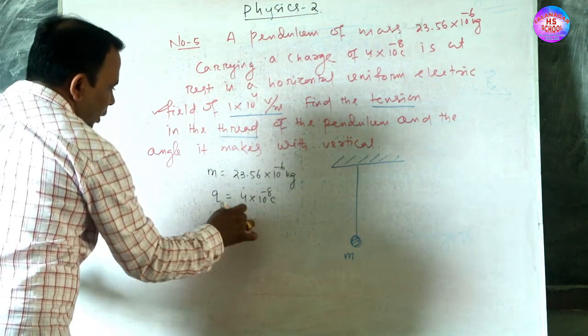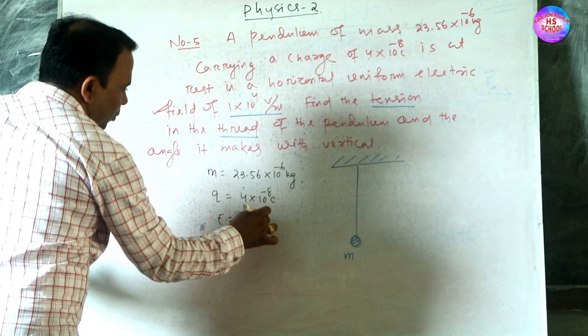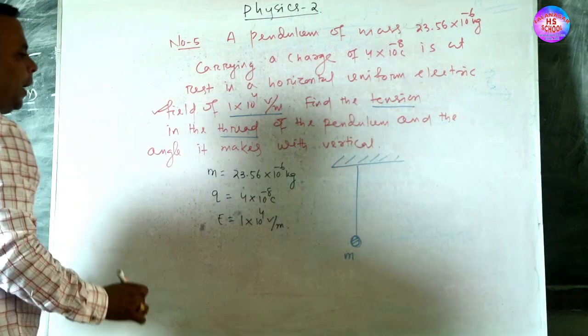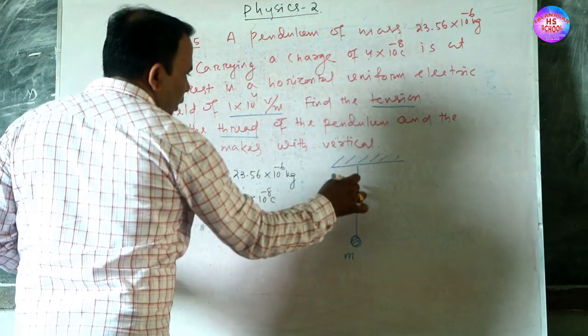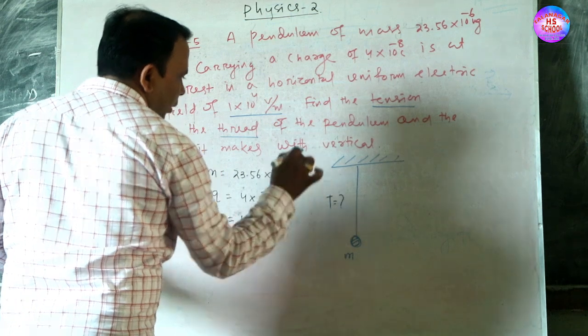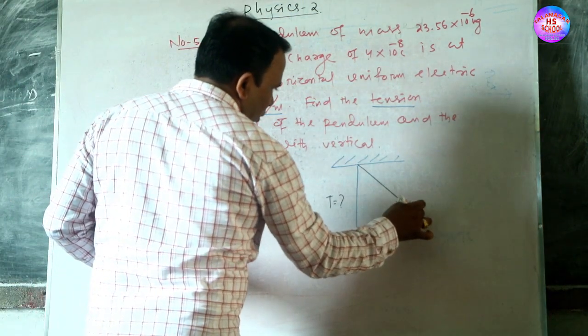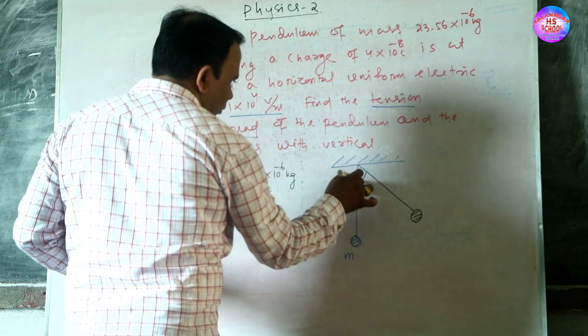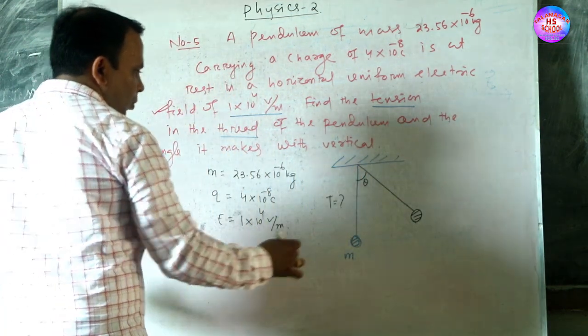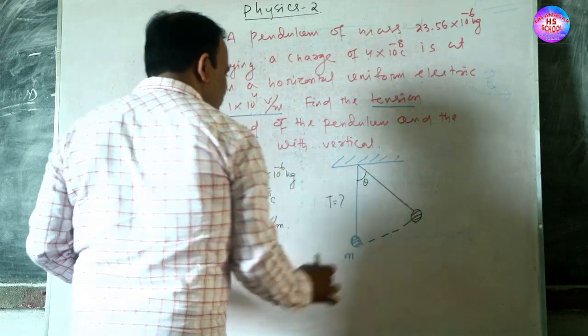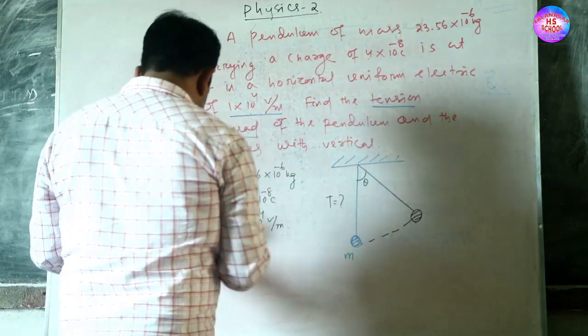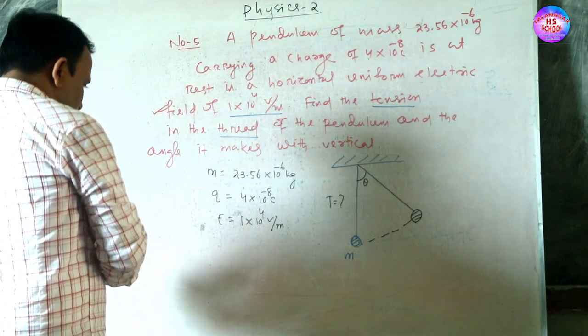The electric field is 1 into 10 to the power 4 volt per meter. Find the tension of a string. We take another position making an angle with the vertical. So we can calculate the tension.